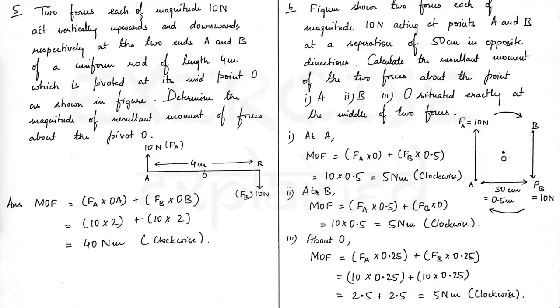Now coming to the next one, that is at B. So the perpendicular distance between FA, that is this force, and B is 50 centimeter. So we write it as FA into 0.5. Again, 50 centimeter is 0.5 meters. So FA into 0.5 plus FB into 0, because again FB is acting about B only. So there is no perpendicular distance, so we take it as 0. So FA is 10 newtons according to the question. It's given as 10 newtons. So 10 into 0.5 gives me 5 Newton meter, and that's also going to be clockwise.